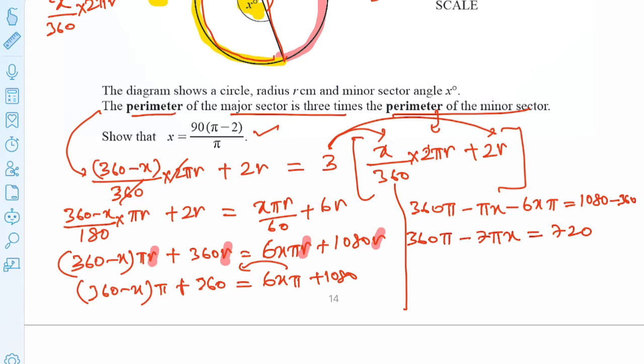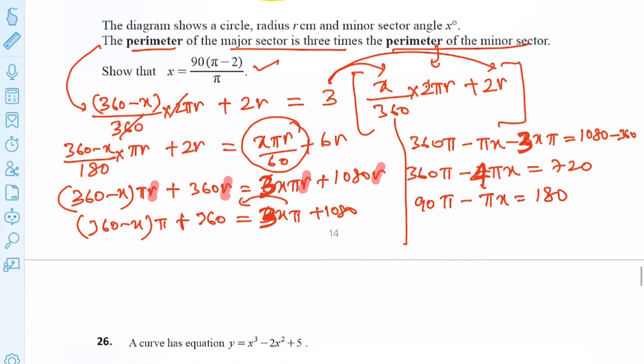Got it? One second please. I think when you multiply 360 here, no, here 60 times 3, so it will be 3x pi. My bad, this is 3x pi, and this is also 3x pi. Check this. So it will be minus 4x pi or minus 4 pi x. Got it? So you divide by 4, I think I'll get 90 pi minus pi x equals 180. Clear?